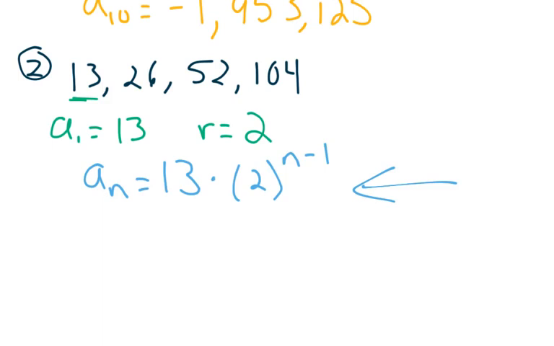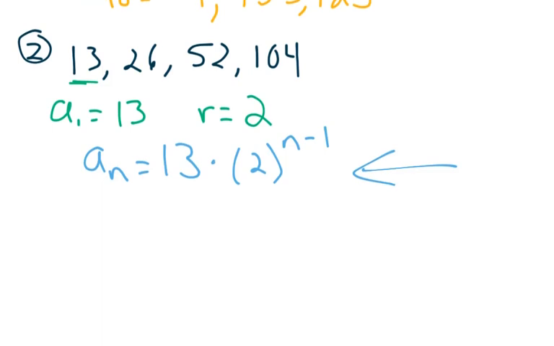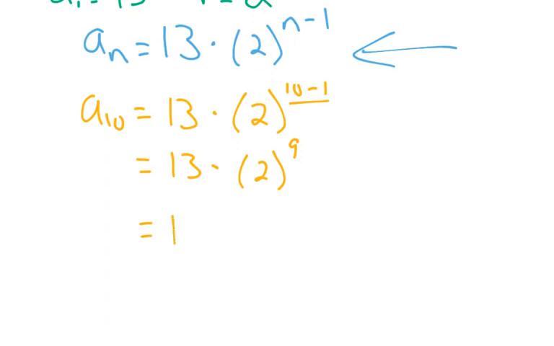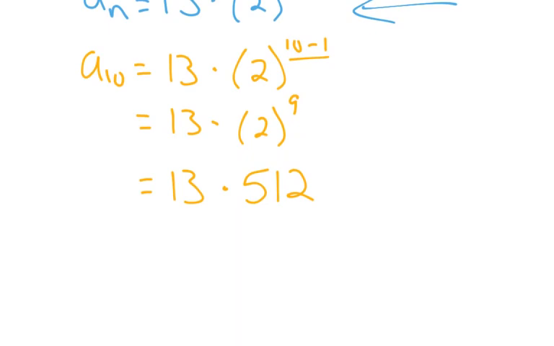Write an equation for the nth term. We did that. Okay, now let's find our 10th term. So a sub 10 is equal to 13 times 2 to the 10 minus 1 power. 10 minus 1 is 9, so 13 times 2 to the 9th power. Again, type it in your calculator if you don't know it. It should be on your half sheet. That would be 512.